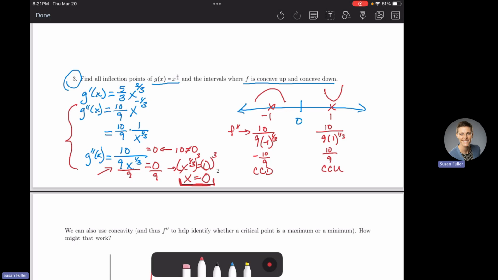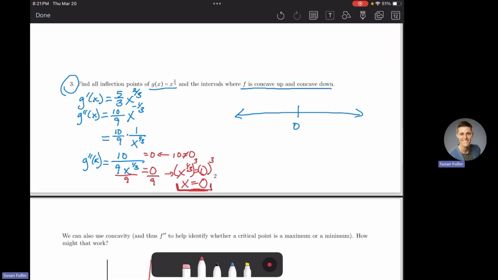Okay, so because I switched from concave down to concave up, this is in fact an inflection point. So I can go ahead and box that in and say, yes, x equals 0 is definitely an inflection point. And now I am ready to write out where I'm concave up and concave down.